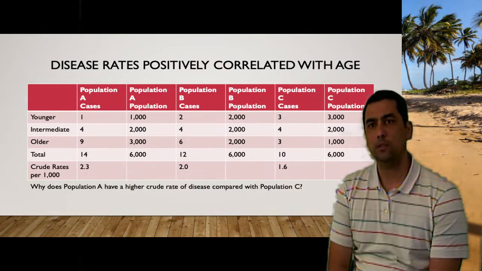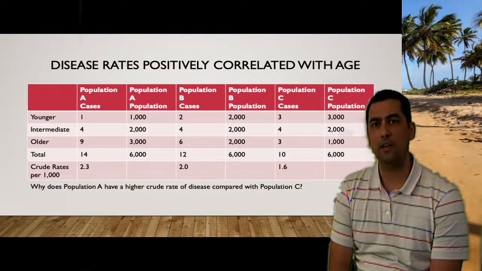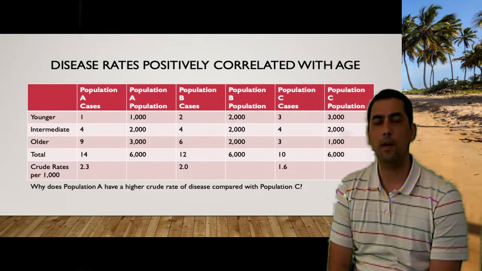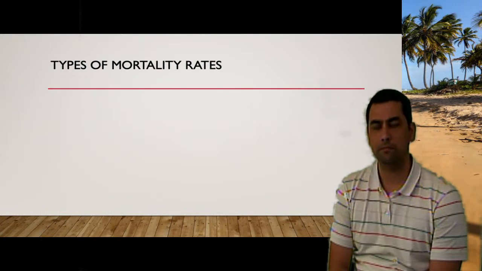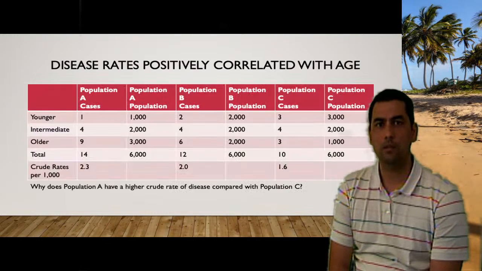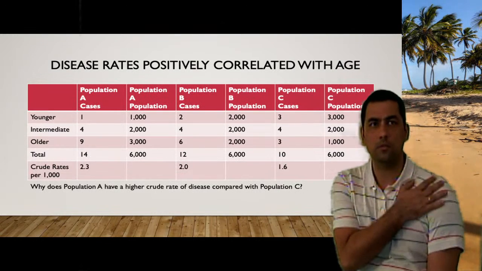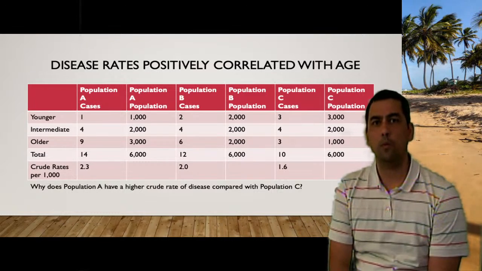So why does population A have a higher crude rate of disease compared with population C? Okay? It's a common question.